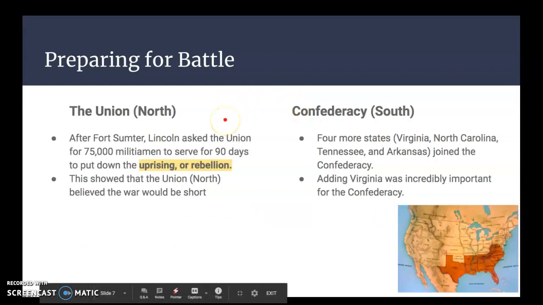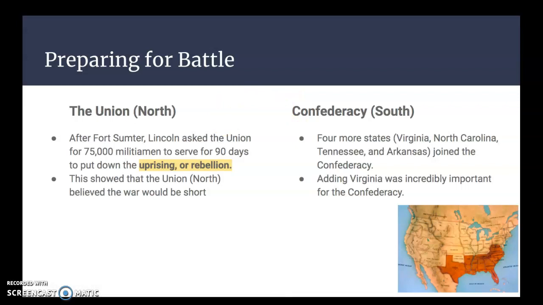So we are now gearing up for a full-scale war after Fort Sumter. So we need to talk about how these two sides, the Union or the North and the Confederacy or the South, are going to prepare for the battle. After Fort Sumter, Lincoln decides to ask the Union for 75,000 militiamen to serve for only 90 days to put down what he calls an uprising or rebellion.